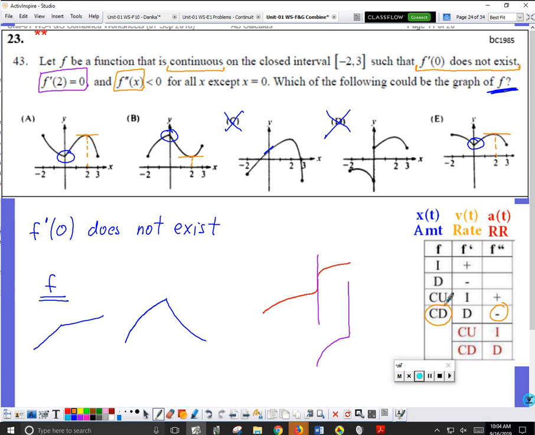This says f double prime is negative. Okay, f double prime is always negative. That means f is always going to be down. So which of these is always going to be concave down?